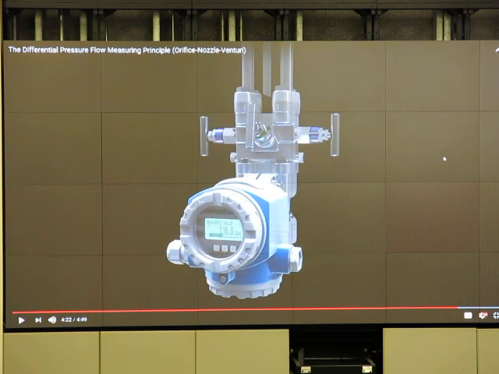So it can do liquid too, right? Gas and steam, right? Can do everything.